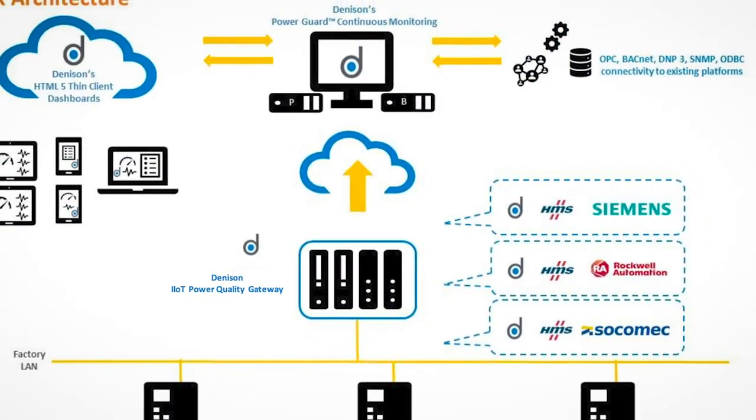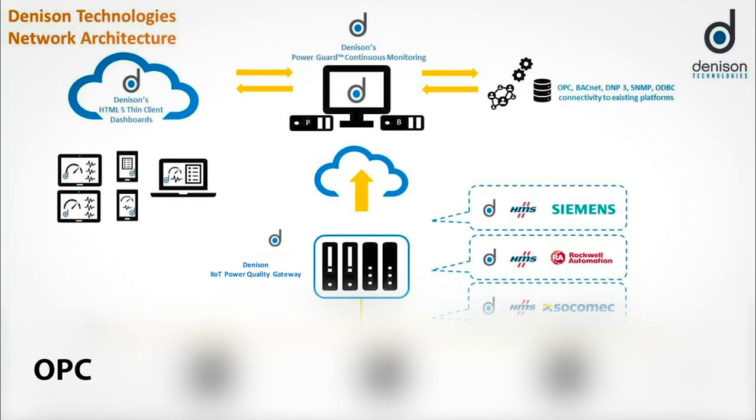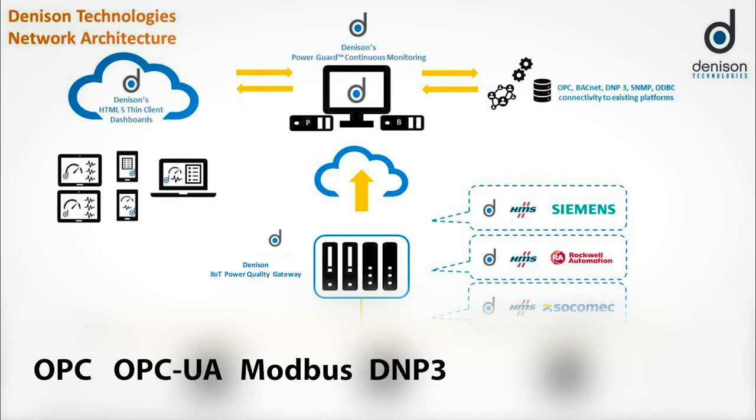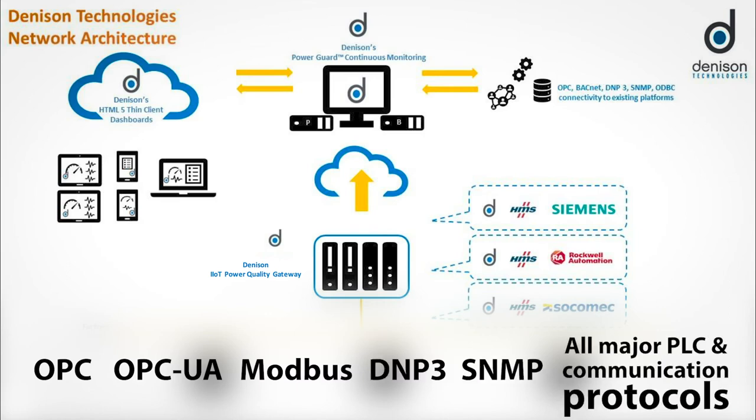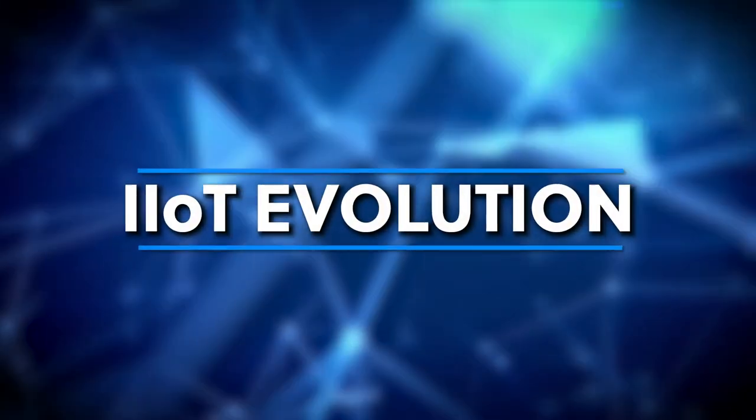Denison's PowerGuard collects data from all standard communication protocols, such as OPC, OPC-UA, Modbus, DNP3, SNMP, and all major PLC and communication protocols. We can also build drivers for proprietary protocols if needed. Data can be shared and integrated with any system via ODBC, OPC, and web services, linking our insights to other software systems, like Pi, for example.